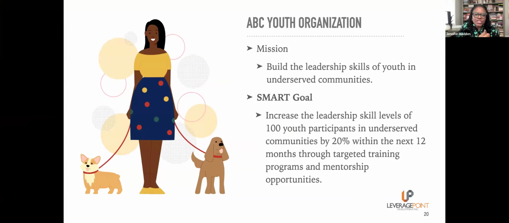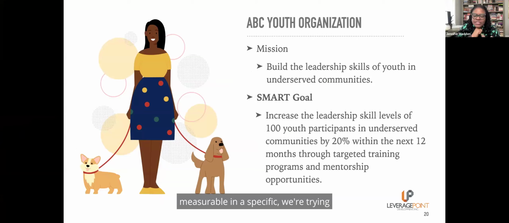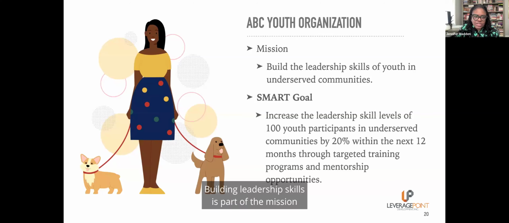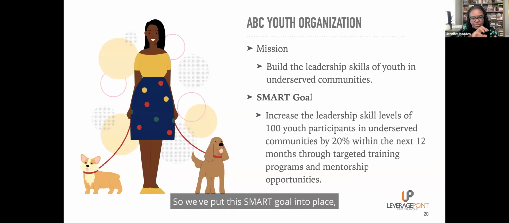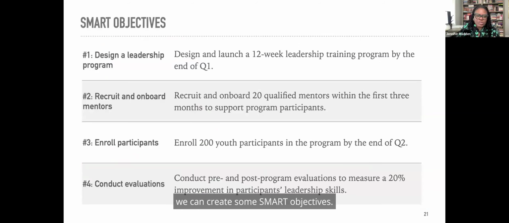Specific: 100 youth, and we're trying to increase the leadership skills. Measurable: it is 100 youth, and we want to increase it by 20%. Achievable: 20%, 100 youth. We might have a large youth community, so 100 youth may be a small fraction of the total youth. Relevant: building leadership skills is part of the mission of the organization. Time-bound: we want to complete it in the next 12 months. So we've put this SMART goal into place. And with that SMART goal, we can create some SMART objectives.